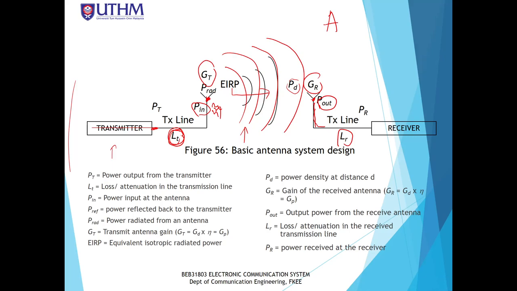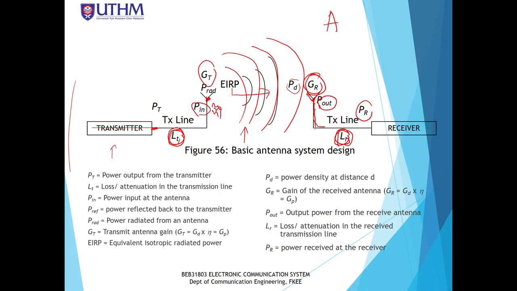So for the receiving antenna, we have the receiving antenna gain. So the output of the receiving antenna, we have the P out. P out will go through the transmission line. So we're going to have a losses here, which is a LR. So LR is the losses. So that means P out from the antenna has some losses, adanya losses. And the power received by the receiver is what we call as PR.